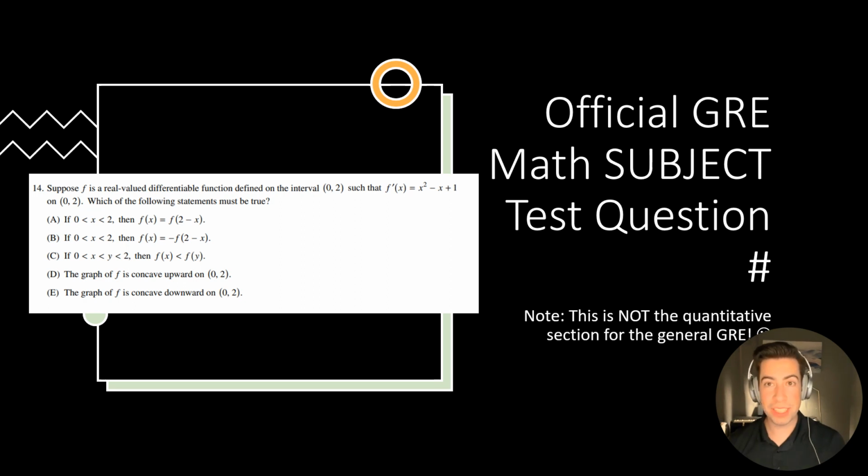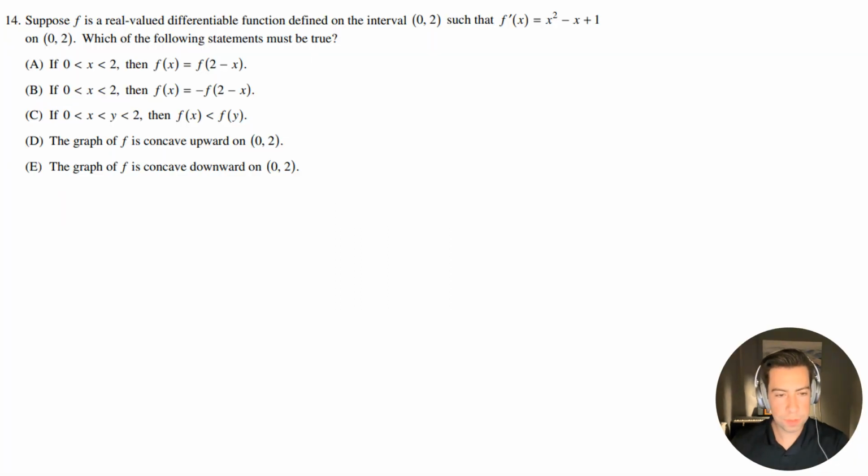All right, question number 14, let's get right into it. Suppose f is a real valued differentiable function defined on the interval [0, 2], such that f prime of x equals x squared minus x plus 1 on [0, 2]. Which of the following statements must be true? Sorry, that was kind of fast.